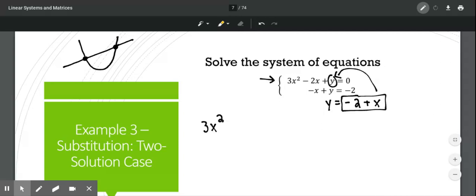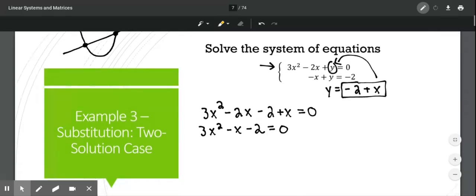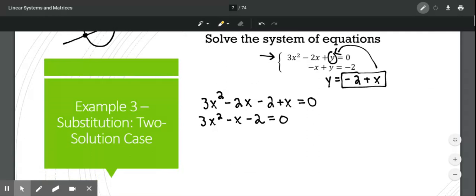So I get 3x squared minus 2x plus (negative 2 plus x) equals 0. And if you combine like terms, we get 3x squared minus x minus 2 equals 0. So the good news in this chapter is that we don't have the unit circle. But the bad news is we've gone back to factoring. So here, in order to solve for x, we have to factor 3x squared minus x minus 2.